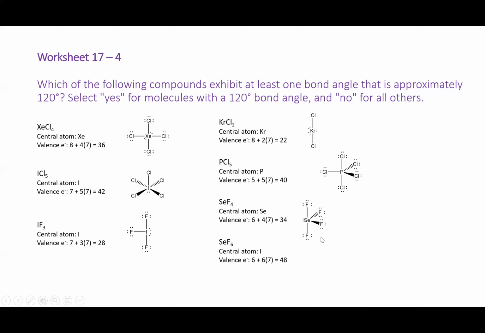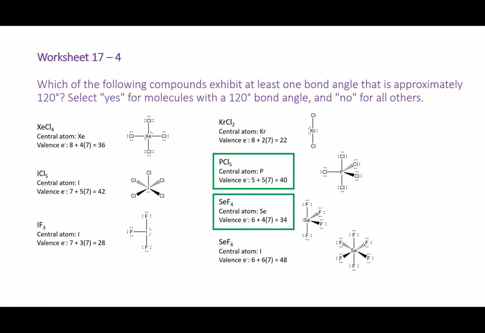So finally, we have SeF6. So our central atom here actually should say Se, selenium, not I. And we have 6 electrons being contributed from the selenium and 7 electrons from each of the fluorines for a total of 48 electrons. And we get a structure that looks like this. This is going to look like an octahedral geometry. And if we take a look, each of these fluorines is neighboring each other about 90 degrees away. So nowhere here can we find a 120-degree bond angle. So the only two that answer yes for this question are PCl5 and SeF4.